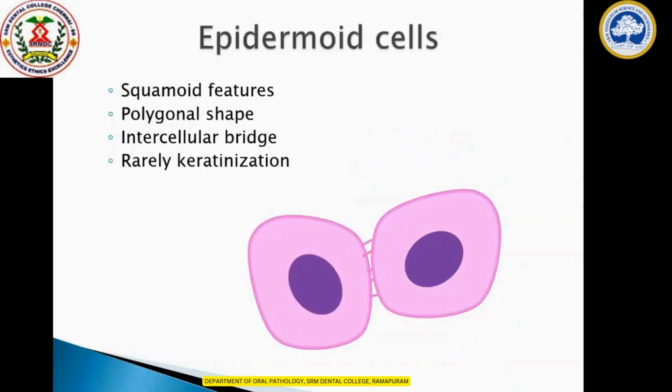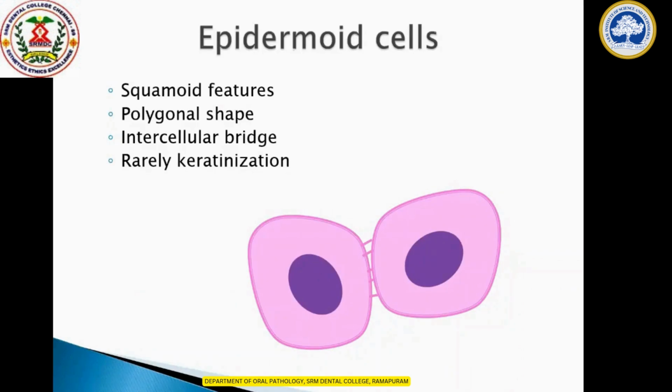The next cell will be your epidermoid cells. The epidermoid cells, I've already told you, resemble a squamous type of cell. So it has squamoid features. What are the squamoid features? It has a polygonal shape, okay, and prominent intercellular bridges, prominent cytoplasm, and the cell outline can be seen. Okay, these are the prominent features of your epidermoid cells.